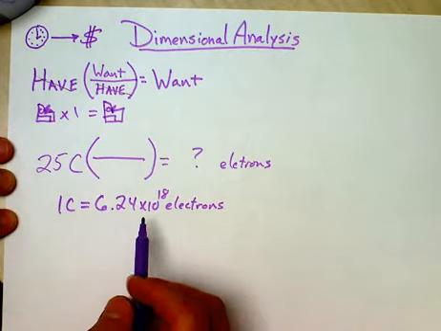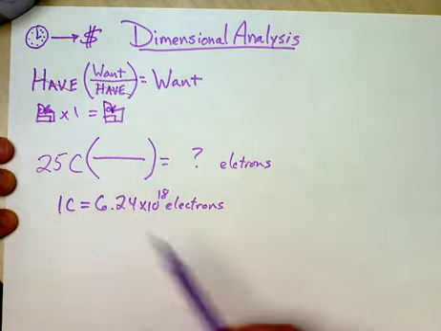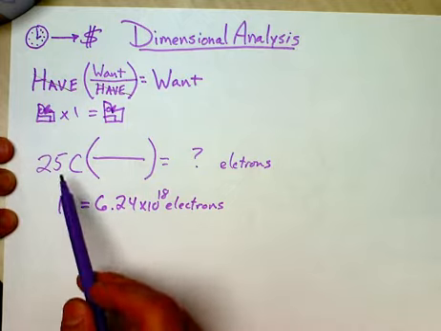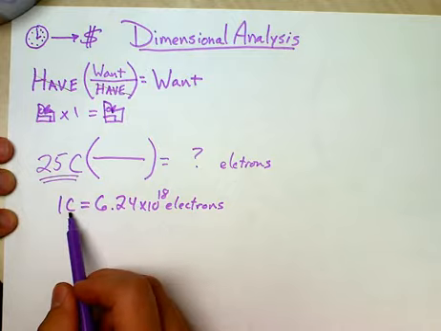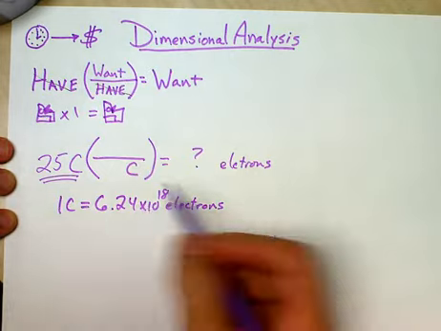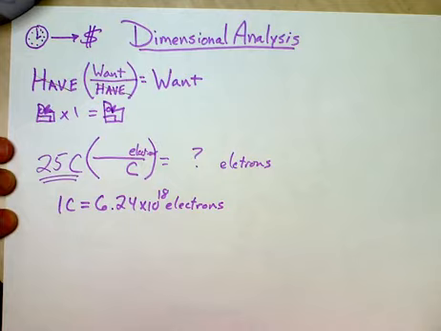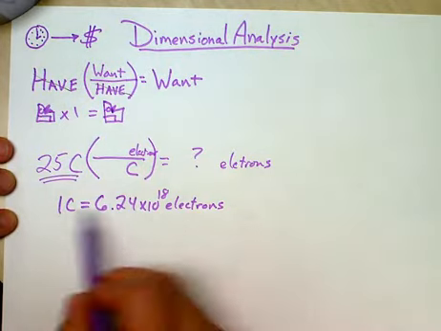And the question is, where do I put them into my fraction? What goes on top and what goes on bottom? Well, look what I have. I have coulombs. So I want to put the coulombs on the bottom. I want electrons, so I'm going to put the electrons on the top.